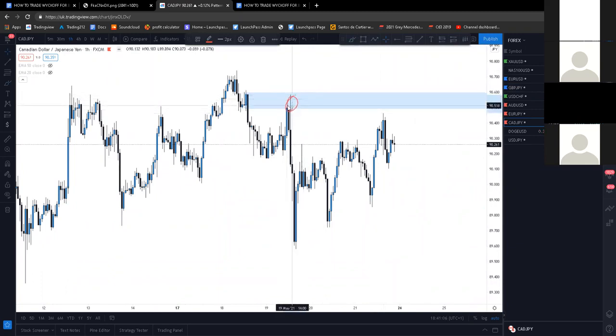So in one of these calls back, I don't remember, I called that CAD JPY would come into an OB here and then sell off, which is exactly what happened. As you can see, it pushed down for more than 100 pips, right? So I didn't get any entries for this, obviously, but it did that and then it pushed lower.